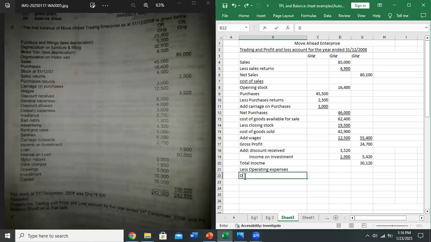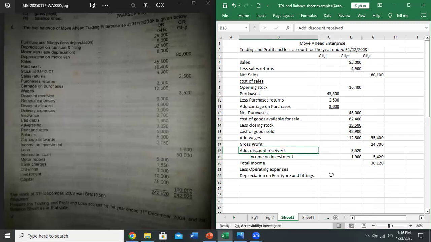Okay, so depreciation furniture and fittings. So that is 5,000 Ghana cedis. Prof. Alexia gave us bad debt. And well, I always prefer that you move chronologically, okay, from the top down. So yes, the bad debt is an expense, but let's hold on until we get to that point.